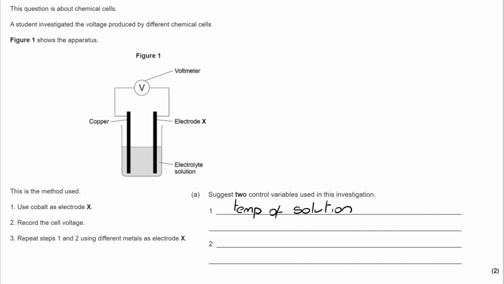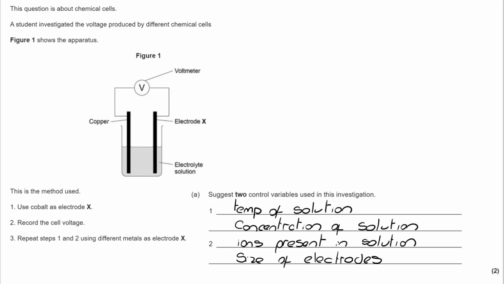We could keep the temperature of the solution the same, because changing temperature might have an impact on voltage. We could keep the concentration of the solution the same. We could keep the same ions present in the solution. We might be using copper sulfate, we might be using copper chloride, for example, but we might want to use the same ones right the way through. And we might want to keep the size of the electrodes the same. Now, you've got to pick 2 of those. If I'm being absolutely honest, I would be picking the first 2 that I've written down as the strongest answers.